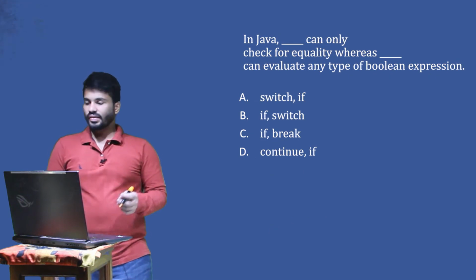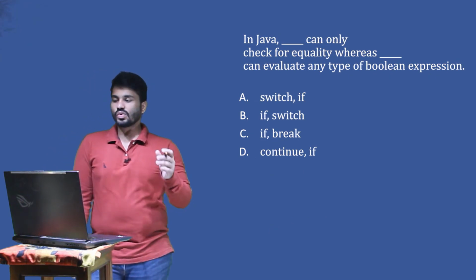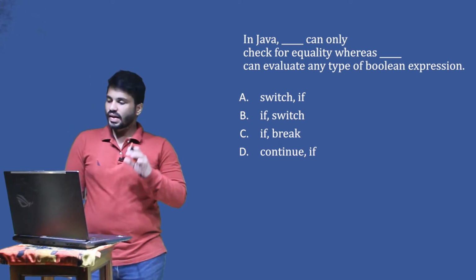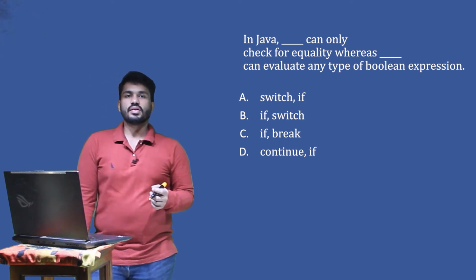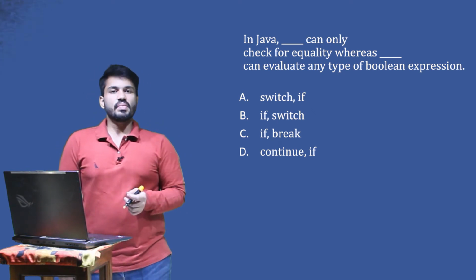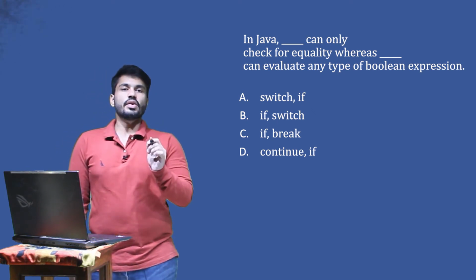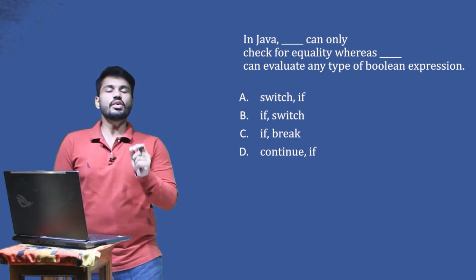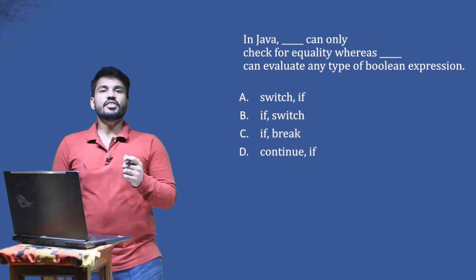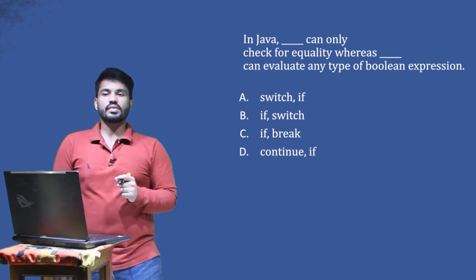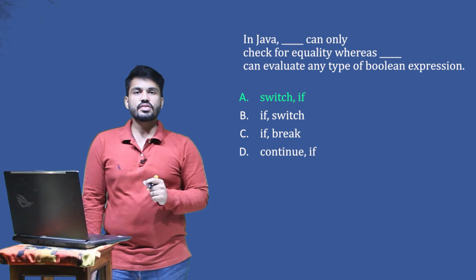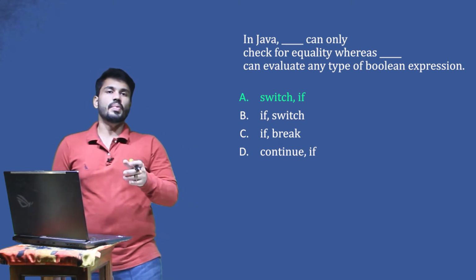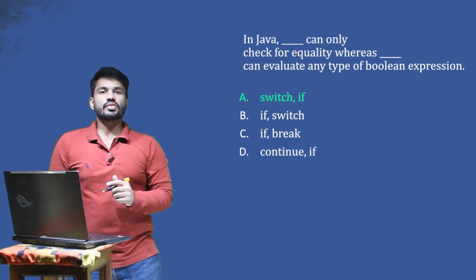The question is, in Java, dash can only check for equality, whereas dash can evaluate any type of Boolean expression. So in switch case, if we remember, we were checking for equality with the various cases that we had made. So switch case can only check for equality. In if conditions, we can give any type of Boolean expressions. So the answer for the first blank is switch, and the answer for the second blank is if. So our answer is switch, if. Let's move on to the next question.